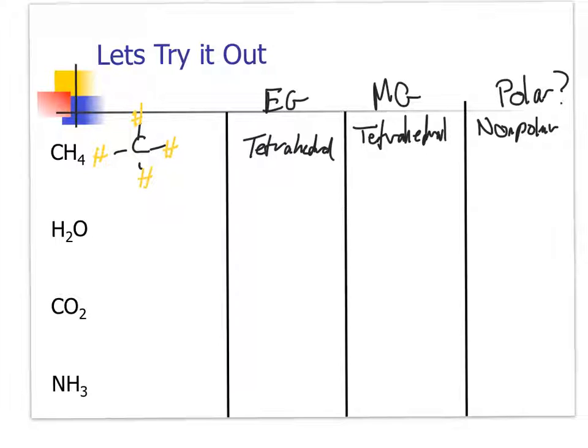Now, water, we'll draw that. I'm going to draw it a little bit differently to save some space, but I'm going to have everything in the right place still. I'm going to put my nonbonding electrons there. They're definitely going to be important here. And so I see that my electron geometry, again, is tetrahedral.